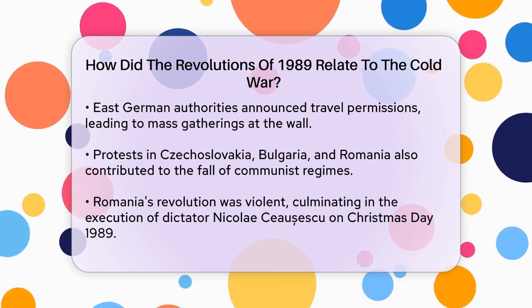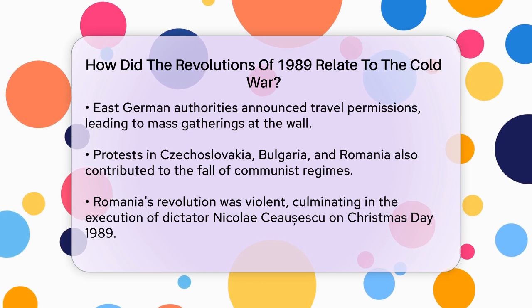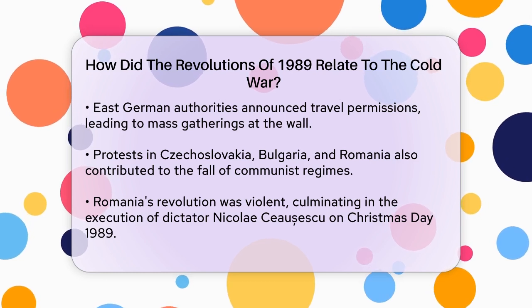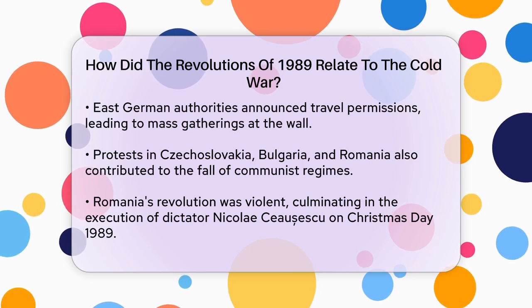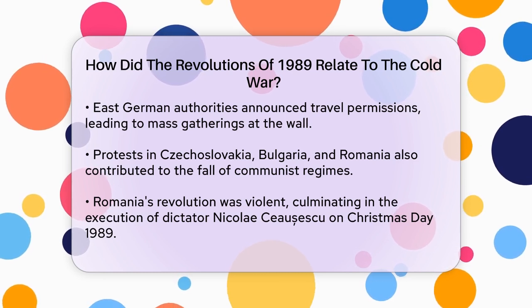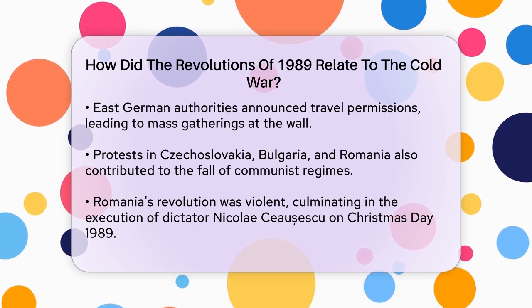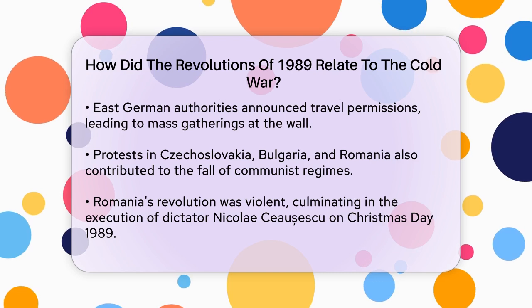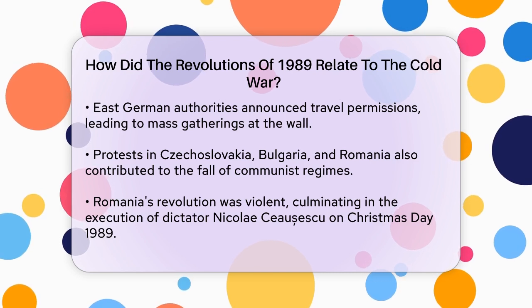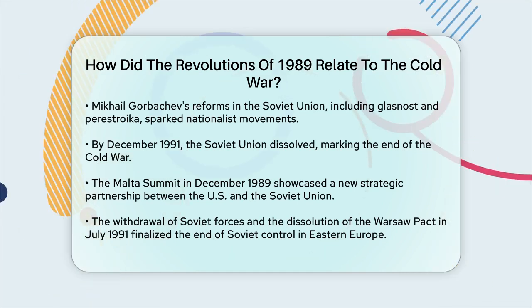The Soviet Union, under Mikhail Gorbachev's leadership, was undergoing significant reforms with policies like glasnost, openness, and perestroika, restructuring. However, these reforms inadvertently unleashed nationalist sentiments within the Soviet Union, leading to demands for independence from various republics. By December 1991, the Soviet Union had dissolved, marking the official end of the Cold War.